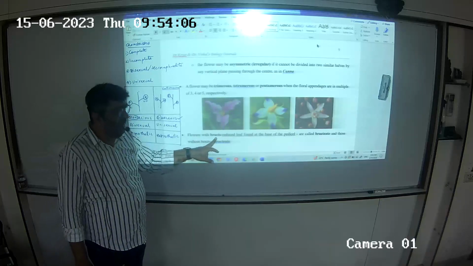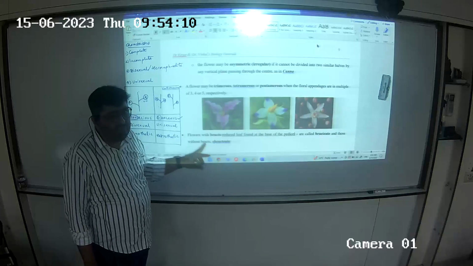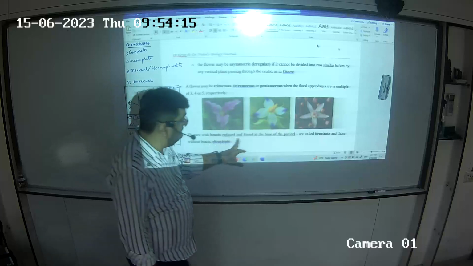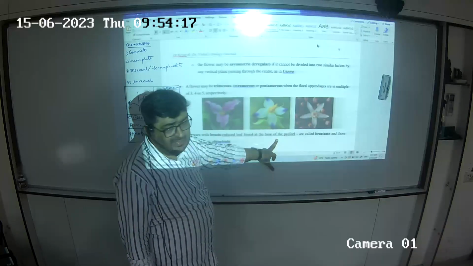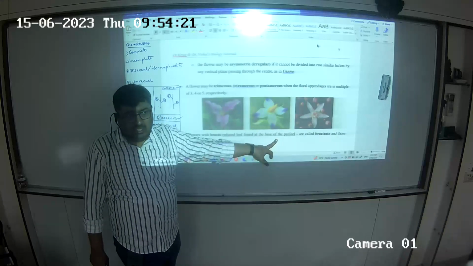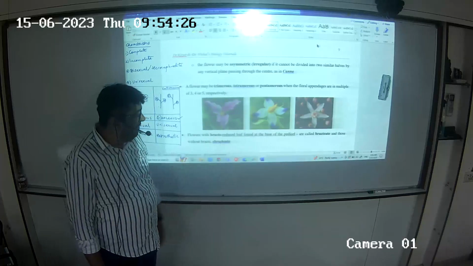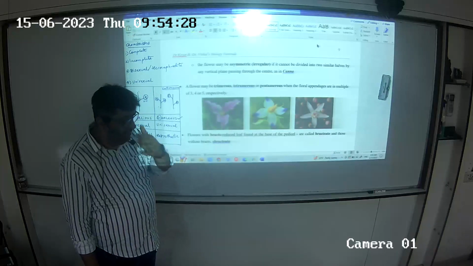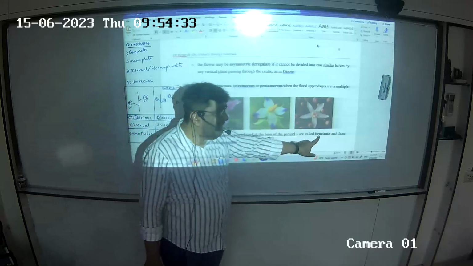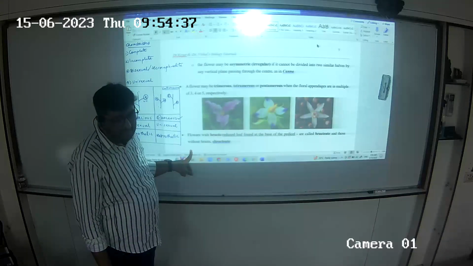Flowers with bract. What is the definition of a bract? See, I underlined it there. A reduced leaf-like structure found at the base of the pedicel is called a bract. That is the definition of a bract. If a bract is present, you say the flower is a bracteate flower, and if a bract is absent, you say it's an ebracteate flower.